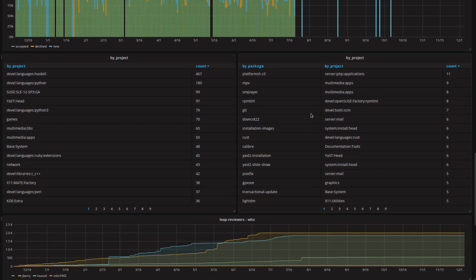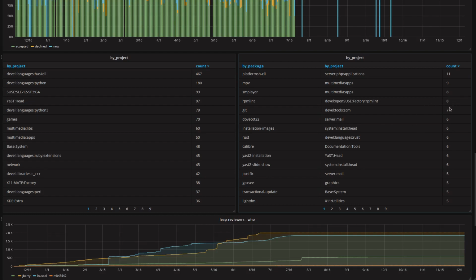But this is those reviews broken down by the develop project reviews. So basically requests that were submitted to Leap and then required a develop project to approve them. This is broken down by the project and the packages. So interestingly enough, one of my own packages actually had the most individual package reviews required.